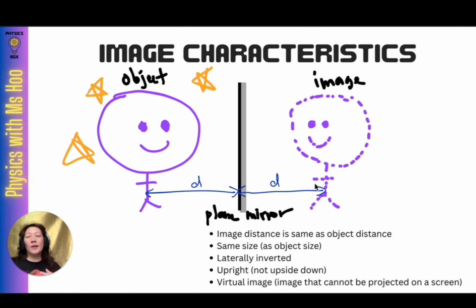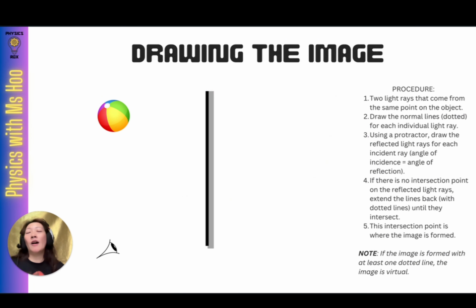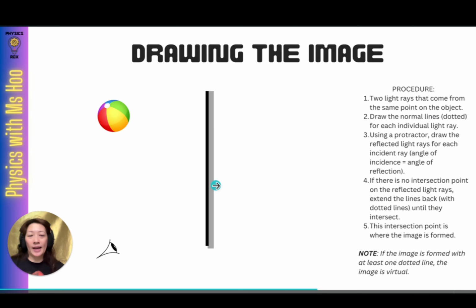So a virtual image is an image that you can see, but you can't make it appear projected onto another screen. If this doesn't quite make sense, please watch my video on thin lenses where we will cover in more detail the difference between real and virtual images. For this video, we're going to focus on reflection. Now, we're going to learn how to draw an image formed by a plane mirror due to light reflection.